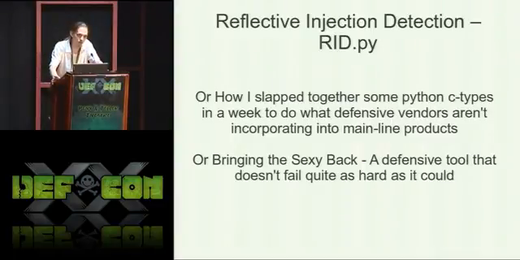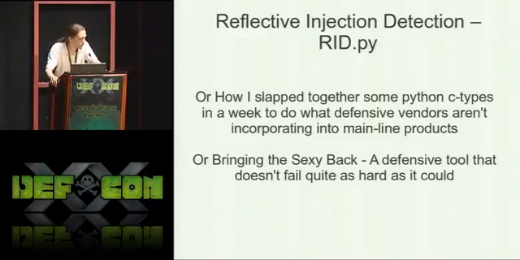Put together some Python ctypes in about a week that fairly accurately detects reflective injection the vast majority of the time. It does have a couple of issues with false positives, but something to note about the title, I said defensive vendors in general. It's not exactly the case. Defensive vendors do have products that catch reflective injection. It's just not in your mainline home user applications.